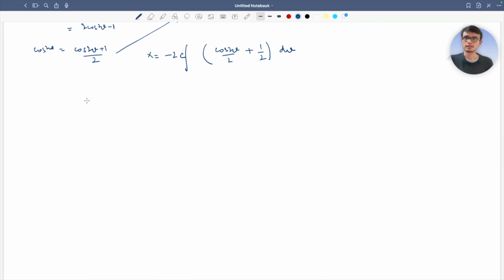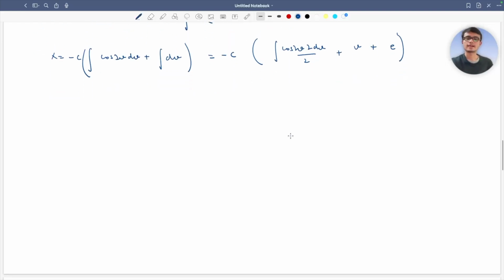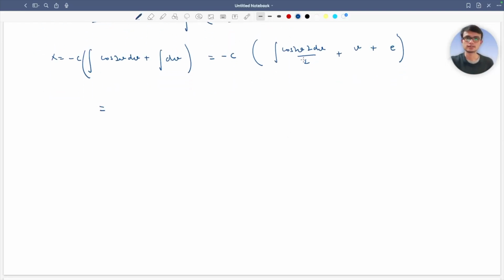All right, now that is x equals minus 2c. Okay, let's just take this integral inside. So that becomes minus c integral cos 2v dv plus integral dv. Ah, that's fine now. Minus c. Now this integral becomes integral of cos 2v dv, that is sine 2v upon 2, plus v plus some constant d. d is not a nice constant actually. I'll put some e. Okay, so this is it.